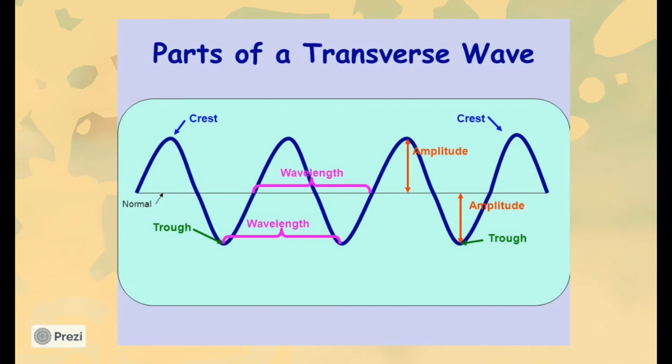So, kindly take note of the essential information about the parts of a transverse wave because you can use that later on. So, I repeat, the crest is at the top part of the wave and the trough is at the bottom part. The wavelength is the distance between two consecutive crests or two consecutive troughs. And the amplitude is the maximum displacement of the wave from its equilibrium position or rest position.